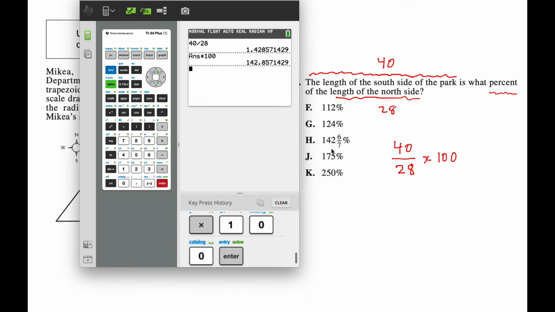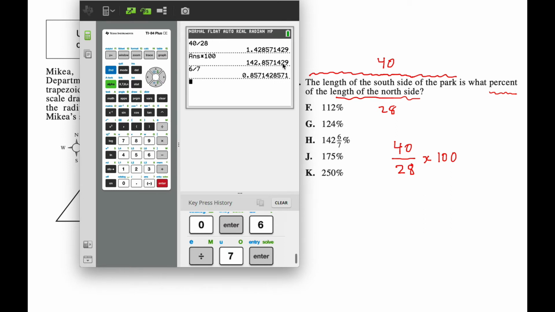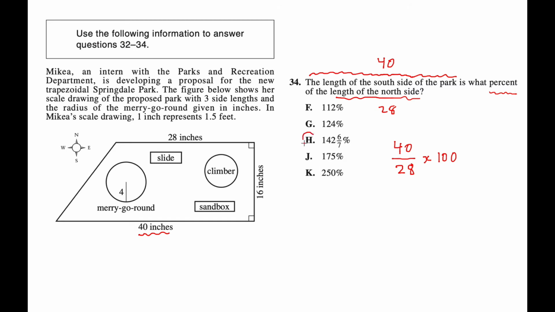Of the answer choices, it looks like H is going to match up there. H is written as a mixed number with 6 divided by 7. So let's just confirm that 6 divided by 7 is going to give us that same ending, and it does, that 0.857 ending. So H is the correct answer here. Let's take a look now at the wrong answers.